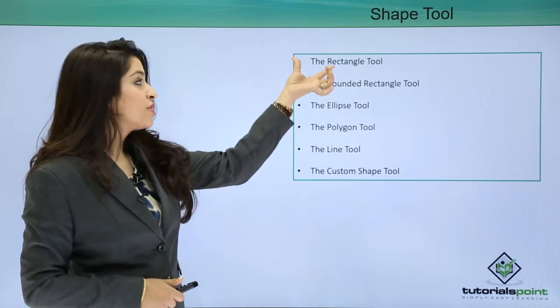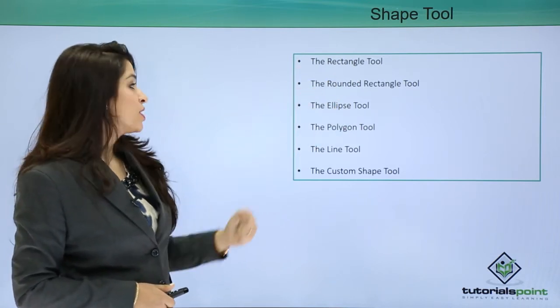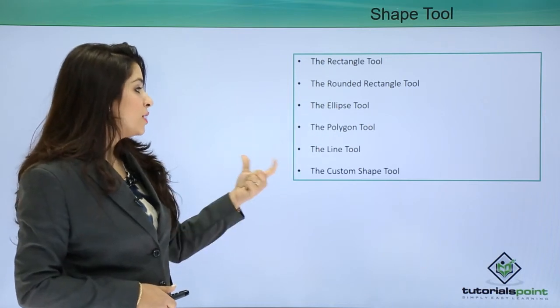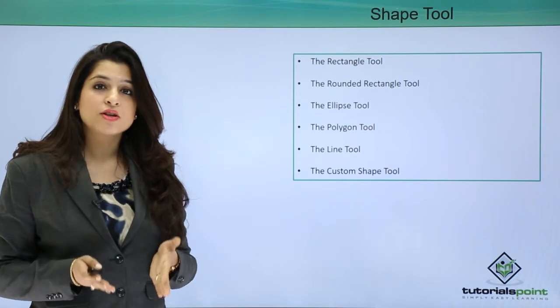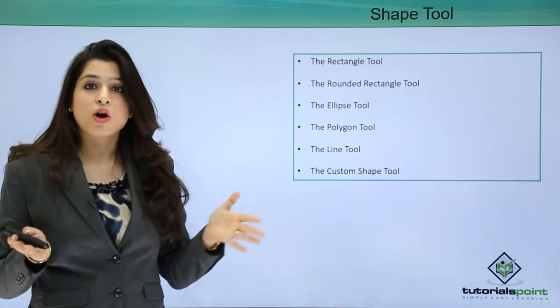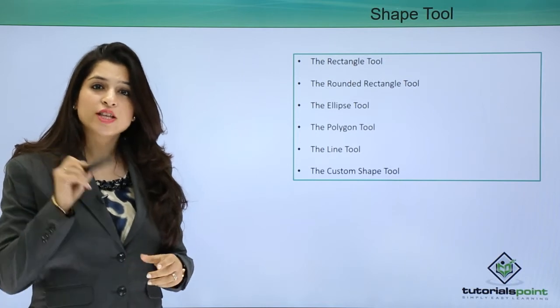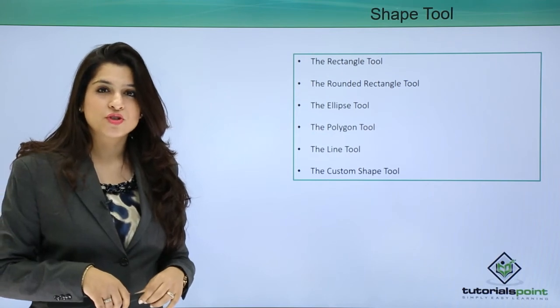We can create a rectangle. We can create a round rectangle tool. We can also create an ellipse, a polygon, a line tool, or we also have some custom shapes already installed in Photoshop. We can use these custom shapes and change the options the way we like. So let's go ahead and draw shapes using the shape tool in Photoshop.